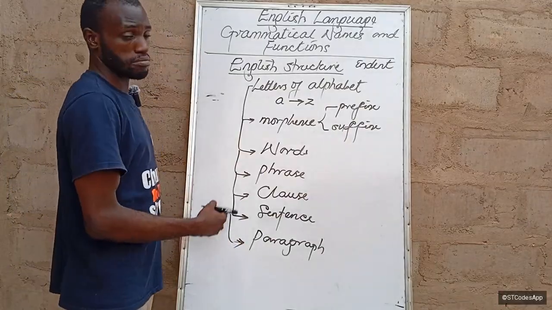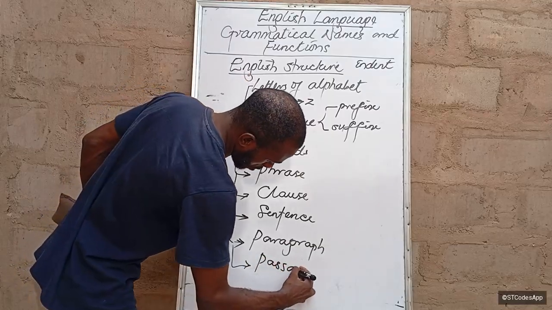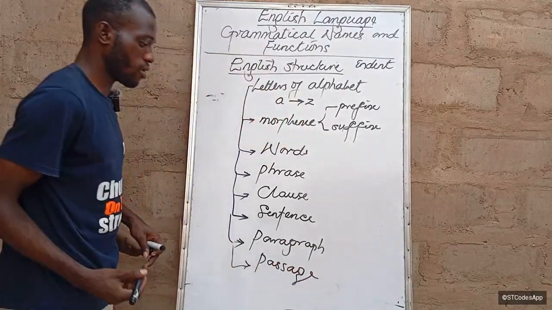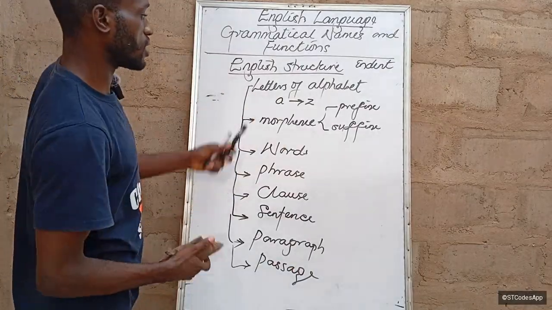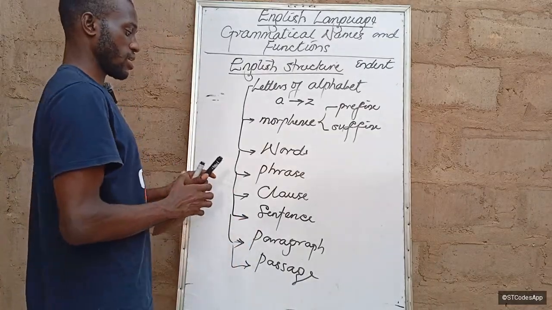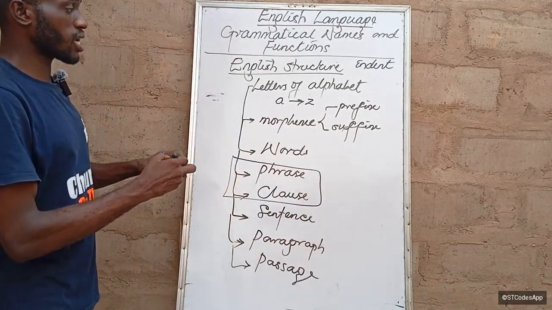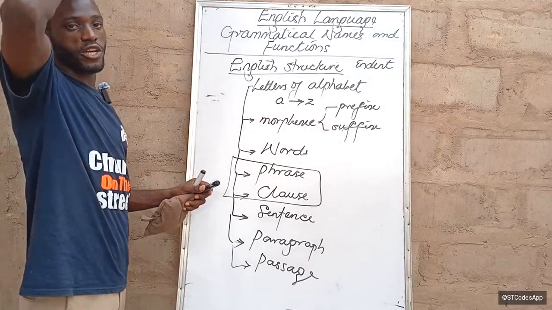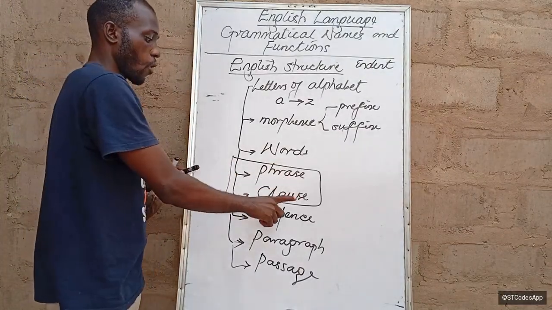Then when you write many paragraphs, you make a passage. All right. So this is the longest English structure, a passage, and the smallest, or the simplest, is the letters of the alphabet. This said, we are going to be majoring on this phrase and clause. In grammatical names and functions, what you are usually asked to find out is usually a phrase or a clause.